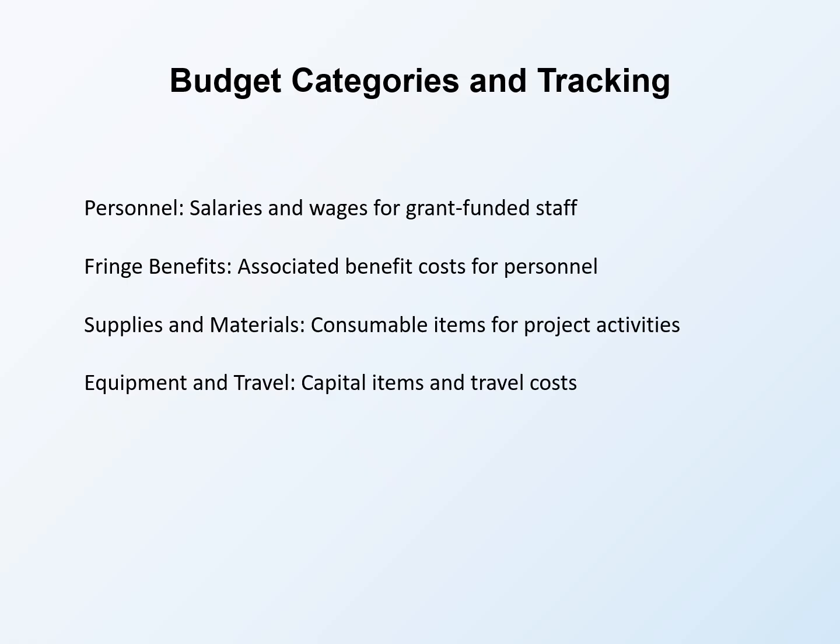Equipment represents capital items with useful life beyond the grant period. Federal grants typically define equipment as items costing more than $5,000 with useful life exceeding 1 year. Equipment requires special tracking and disposition procedures.